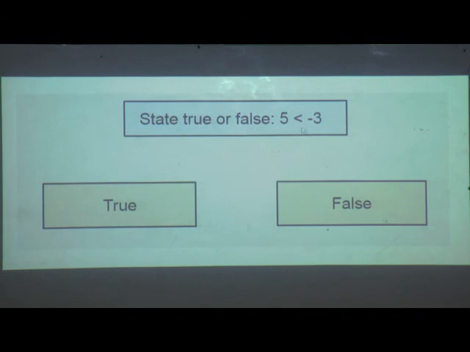State true or false: 5 is greater than -3. Which one is greater? Can you tell me?